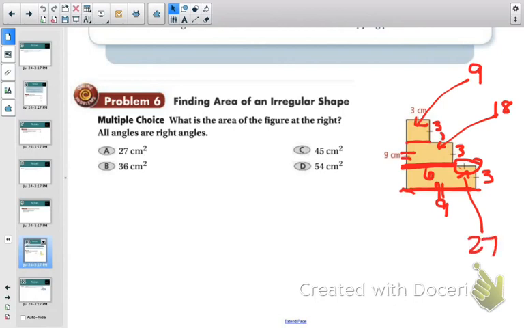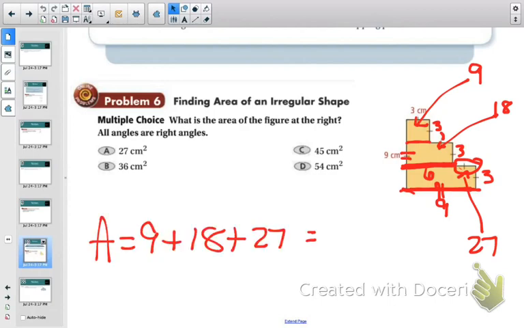So we can add all of those together by the area addition postulate. So your area is 9 plus 18 plus 27, which is 54, and this is in centimeters squared, or square centimeters. So that's D.